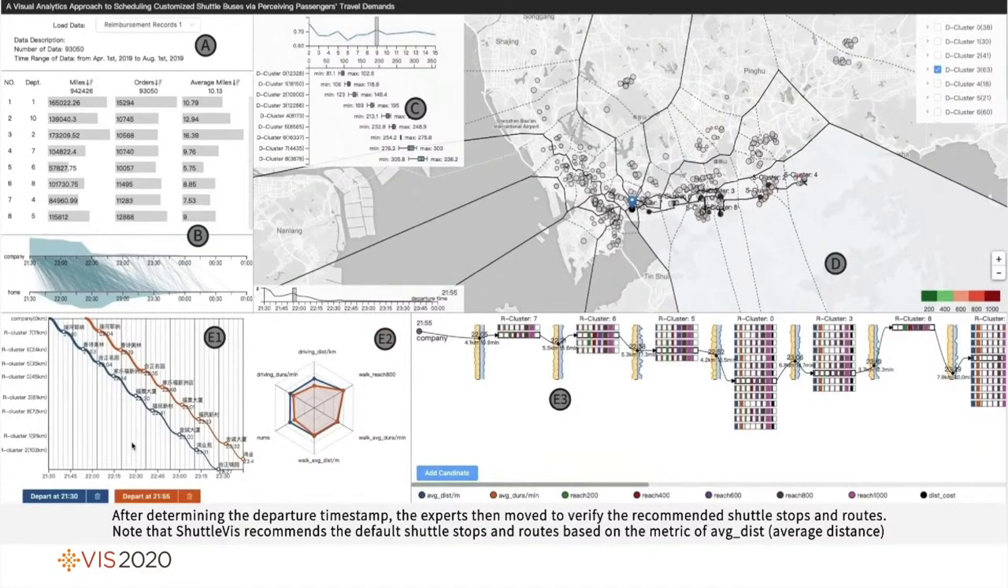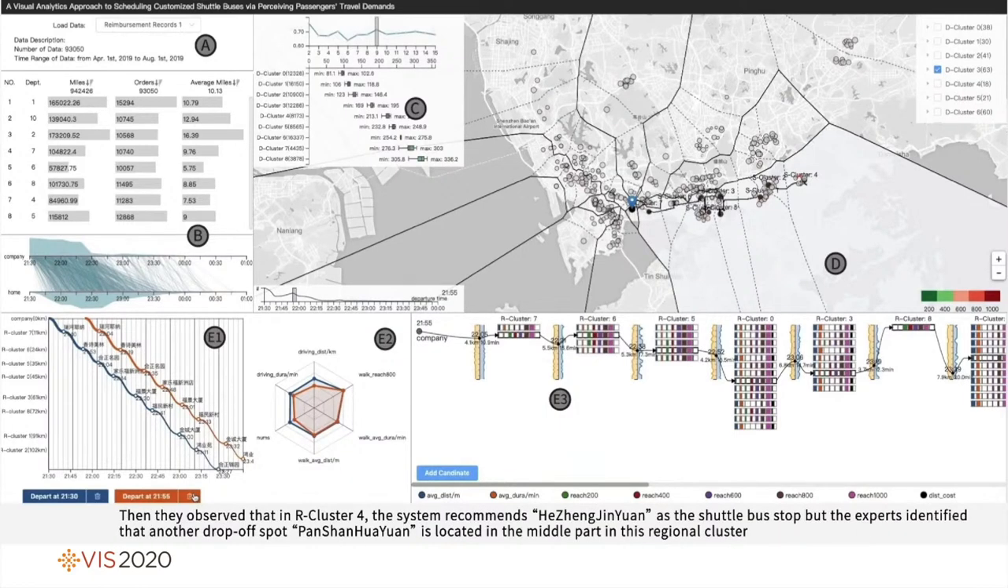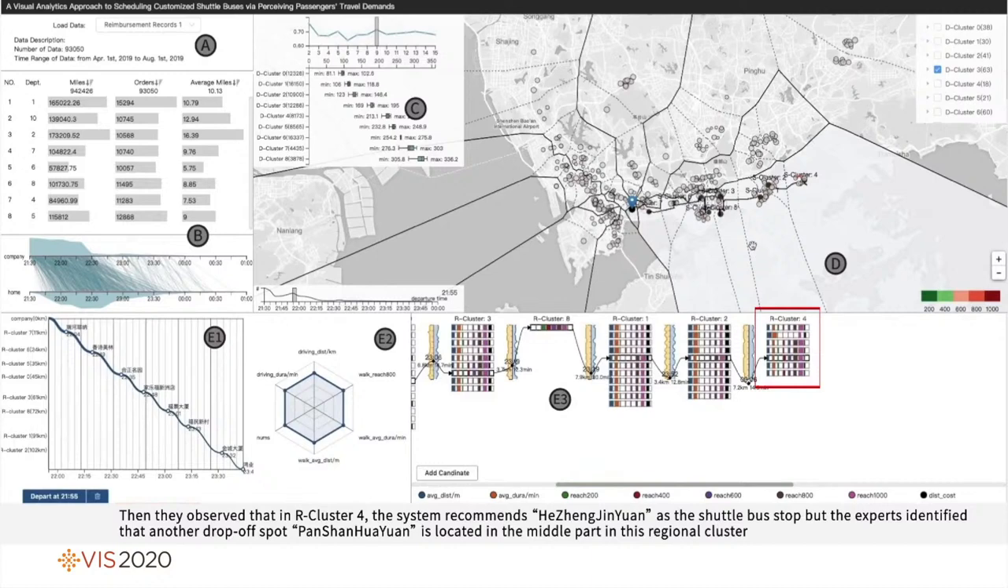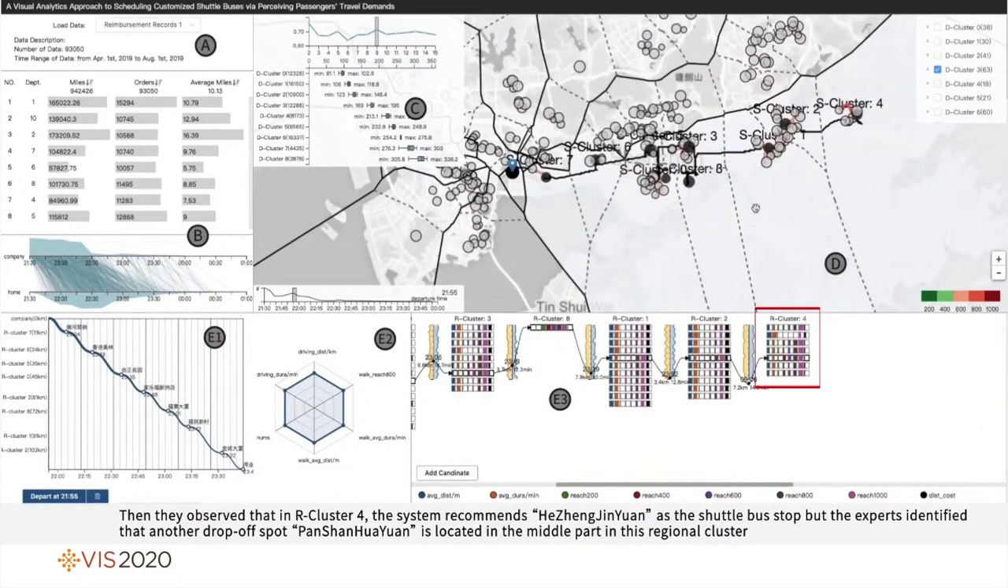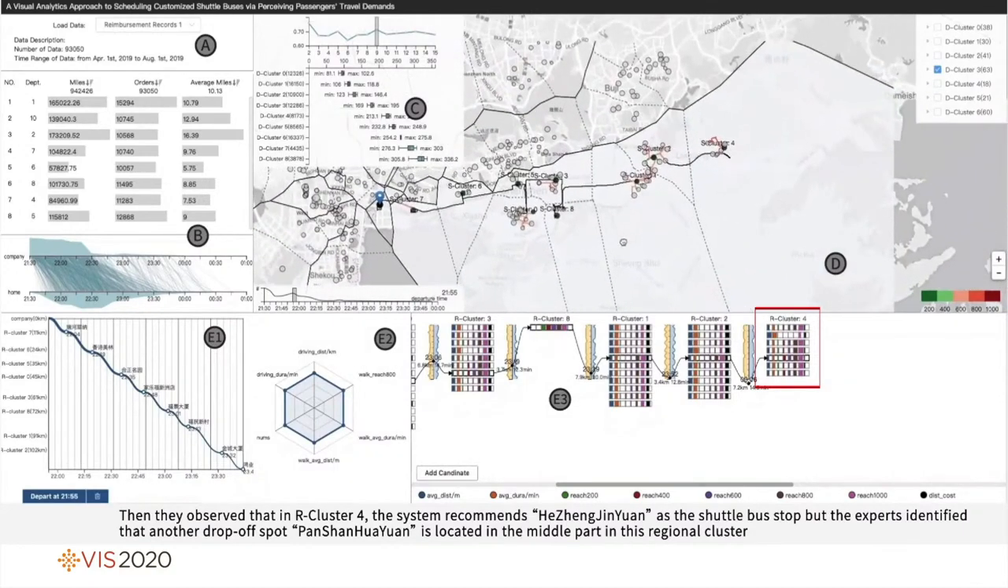After determining the departure timestamp, the experts then moved to verify the recommended shuttle stops and routes. Note that ShuttleVIS recommends the default shuttle stops and routes based on the metric of average distance. Then they observed that in our cluster 4, the system recommends Heijiang Jianyuan as the shuttle bus stop, but the experts identified that another drop-off spot Panshan Huiyuan is located in the middle part in this regional cluster.